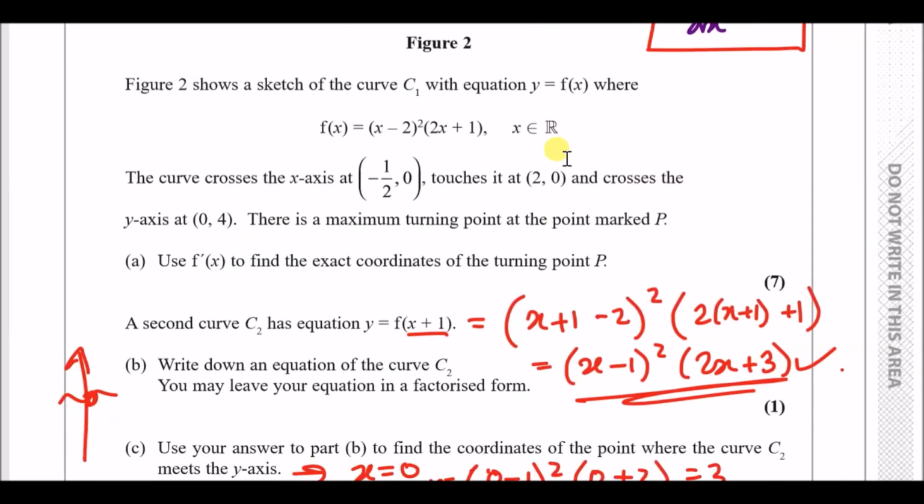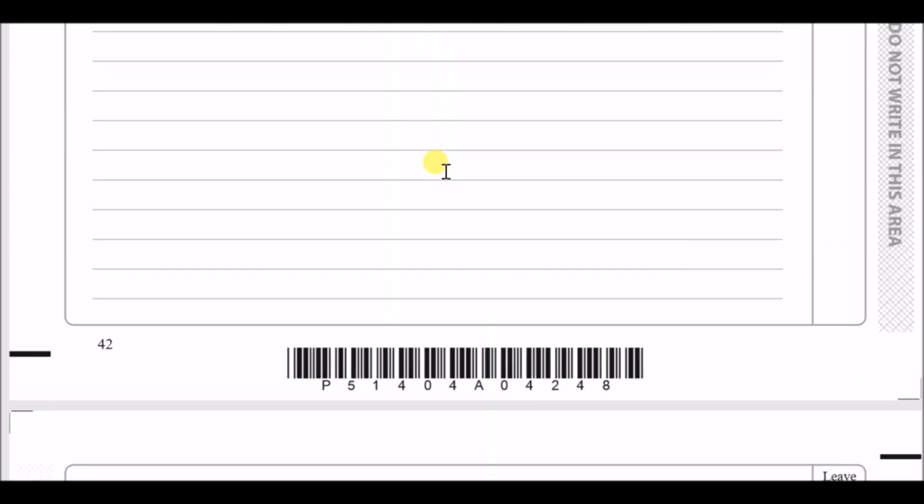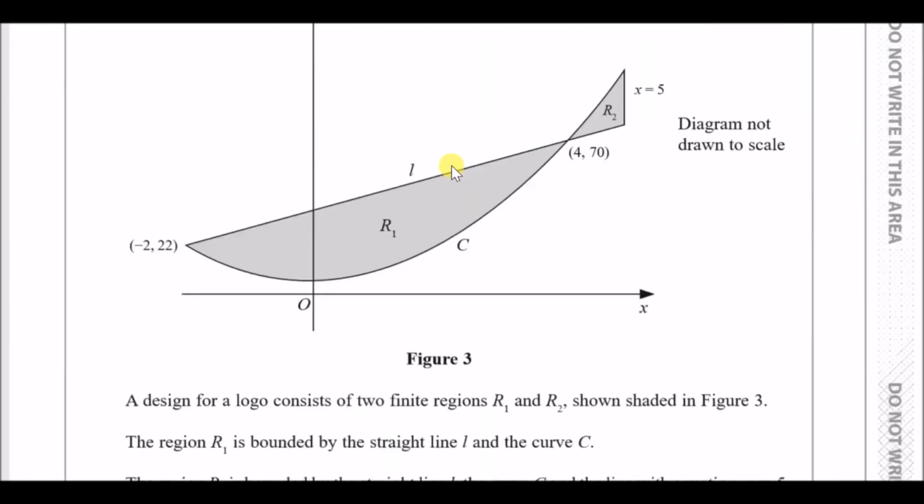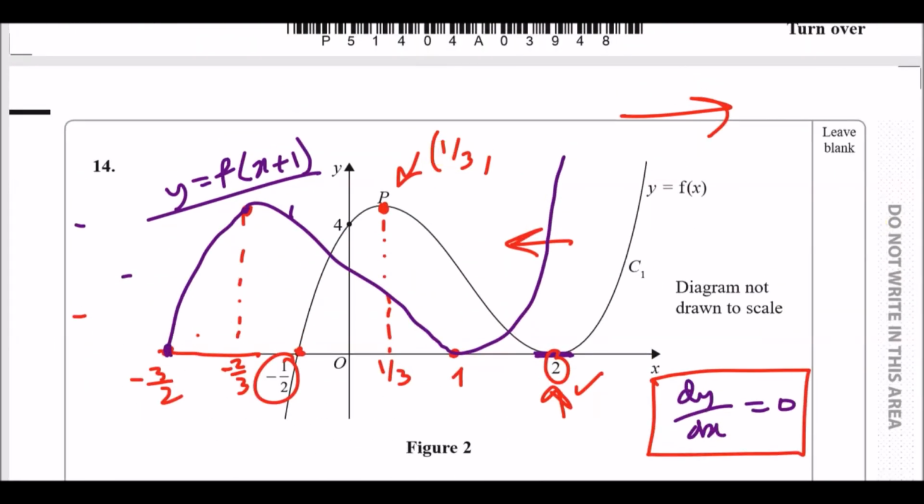Now, just to be clear, you don't do it on the same graph. You're going to probably draw it, where is the graph? So you probably draw it around here. Okay? But anyway, guys, that's it. That's 14 done. I hope this helped, and I'll see you guys at number 15.